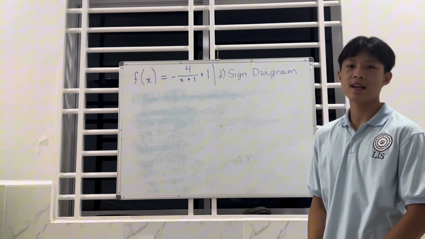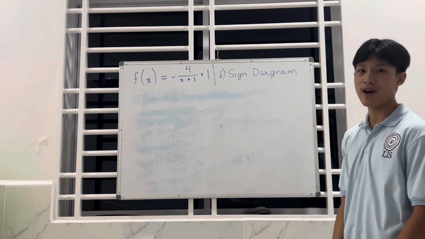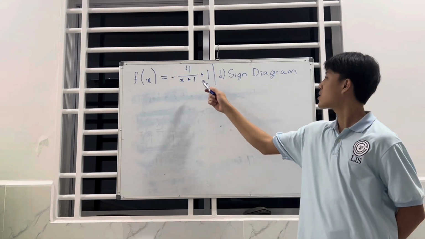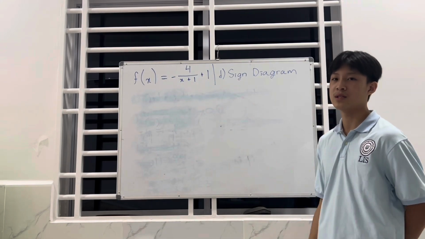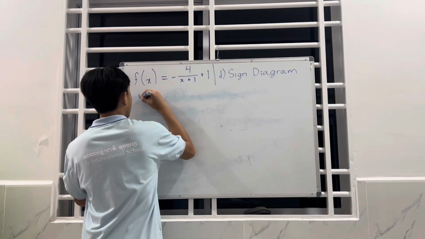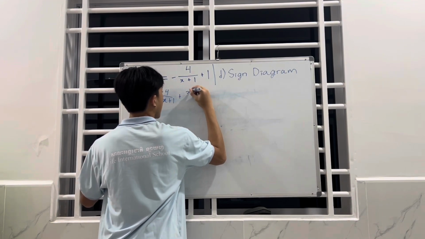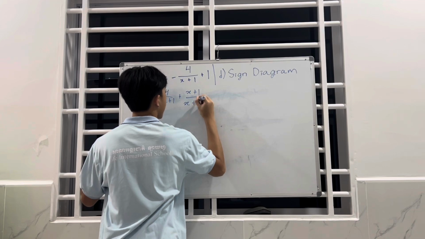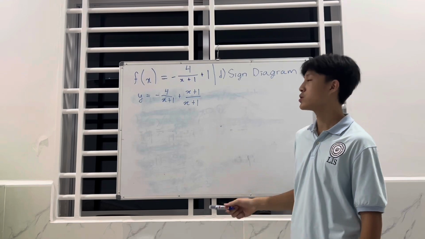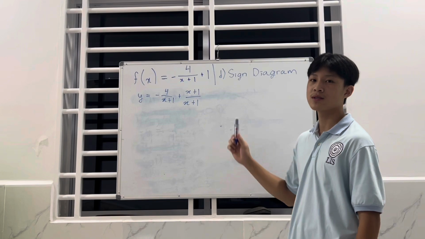So after finding the axis intercepts, we're going to move on to find the sign diagram. So to start off, to find the sign diagram, we need to simplify this equation so as not to have a whole number, turning it into a fraction form. How? Let me show you. As you can see what I did here, I turned 1 into x plus 1 divided by x plus 1. If you divide them back together, you still get 1.